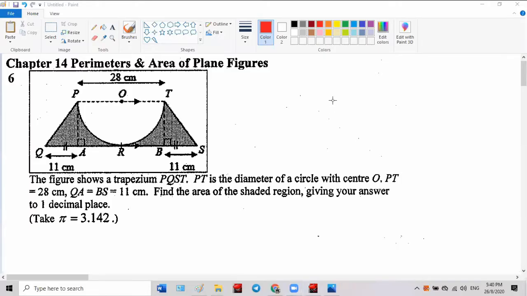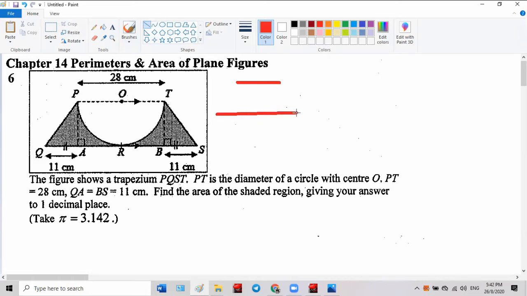Okay, before we do anything, I need to establish: do you know the formula for the area of a trapezium? Anybody taught in school? You know the trapezium? Sum of parallel lines times perpendicular height. Is it? Okay, the area of a trapezium is like that.